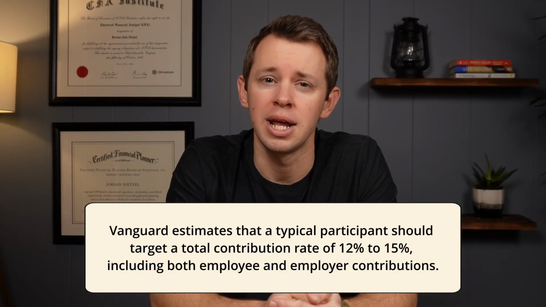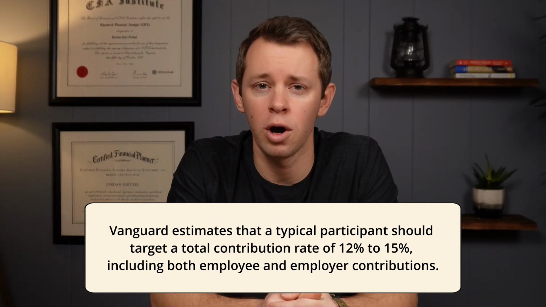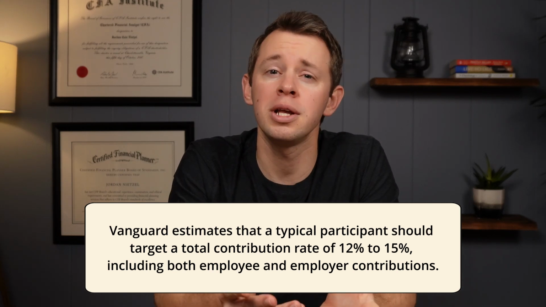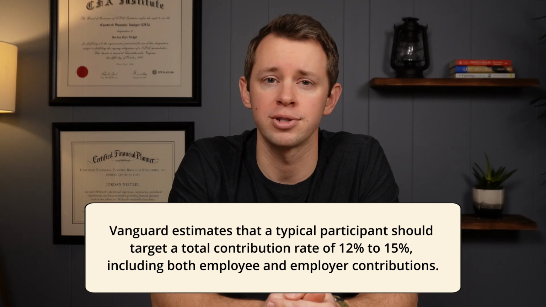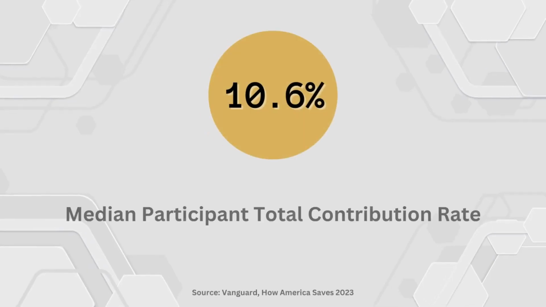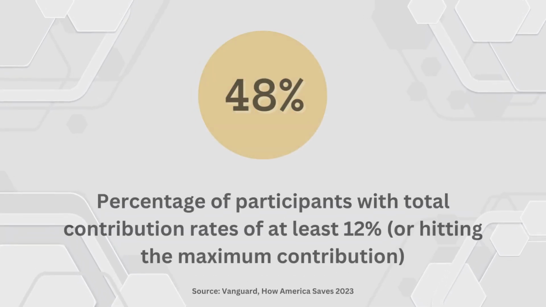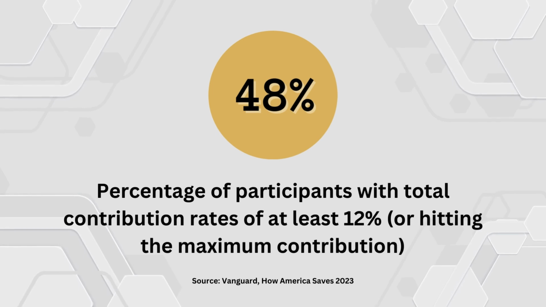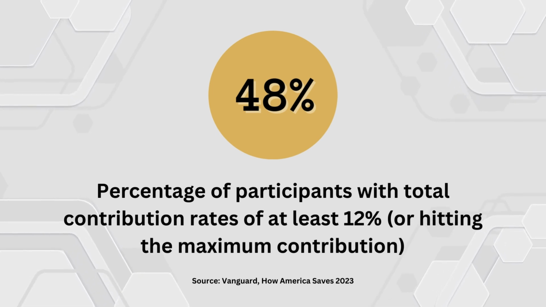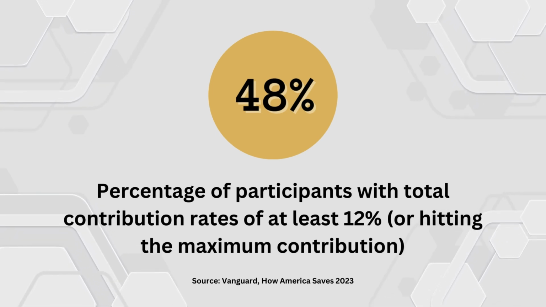Now, how much should you be contributing? Of course, it's going to be different for everyone, but Vanguard estimates that a typical participant should aim for a total contribution rate of 12 to 15%, including both the employee and the employer's contributions. They found that the median total contribution rate was 10.6%, so actually not that far off. And 48% of participants had contribution rates that either met that 12% threshold or hit the maximum contribution in 2022.